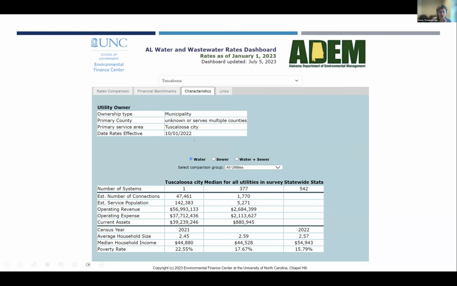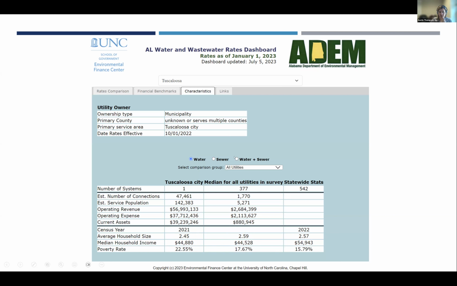And then down below, you can see, again, you have the opportunity to pick a different comparison group if you want to, pick water, sewer, or water and sewer, and that'll change some of this data down here. But it tells you the number of systems, the number of connections, the service population. This is EPA SDWIS data, the operating revenues and expenses, which we talked about before, current assets for the system, the year the census data came from, so we're using 2021 data, the average household size for the community that they represent relative to the median for all utilities in the survey, the median household income for the utility that we're looking at compared to the median, which is actually quite similar, and then the poverty rate.